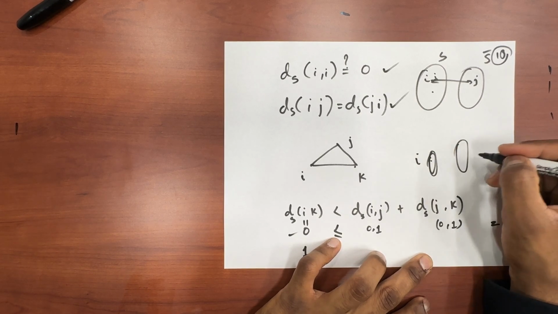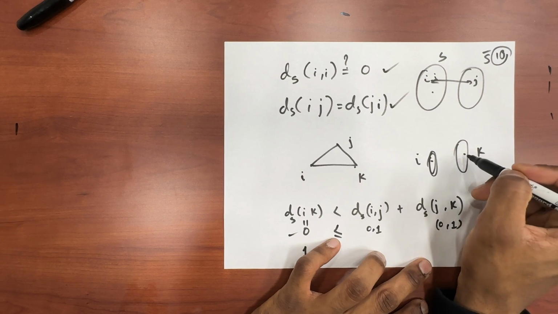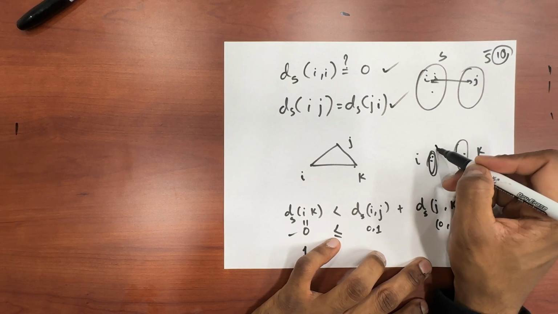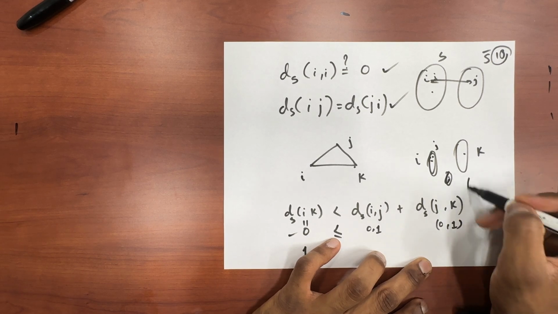So i is here, j is here. Oh, sorry, k is here. There can only be two possible choices for j. Either j lies here or j lies here.